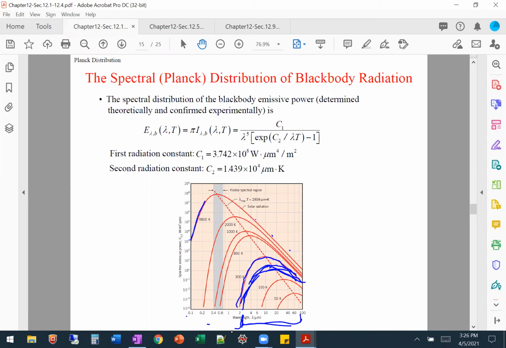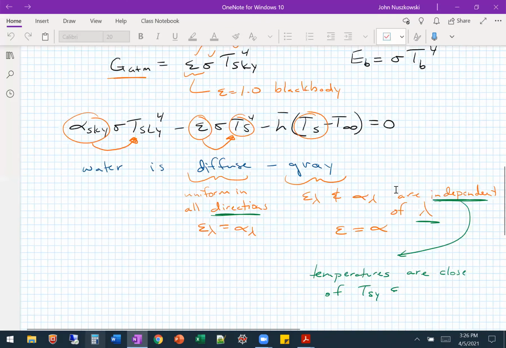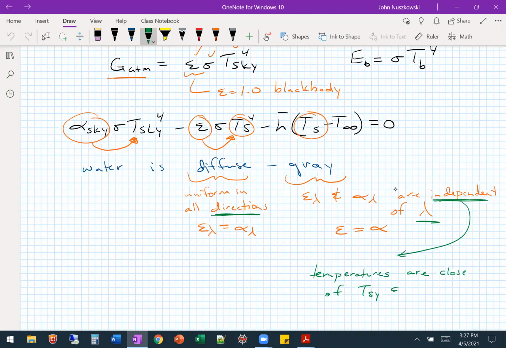If we had a solar source, the sun, instead of the sky, you'd have 5,800 Kelvin, and you'd have this huge difference in wavelength. Now that assumption wouldn't be as valid. Okay, that wouldn't be valid. So we could still say uniform in all directions, but we couldn't say gray, because the temperatures of the sun and the surface are much different. So sky and surface works, because they're both very close in temperature. Okay. Hopefully that makes sense.